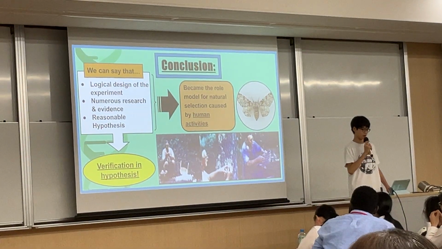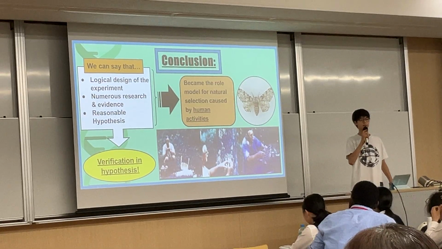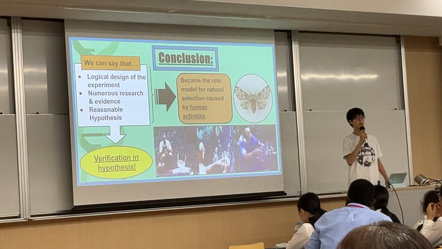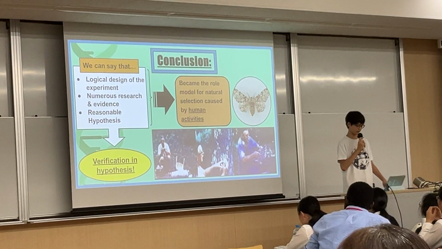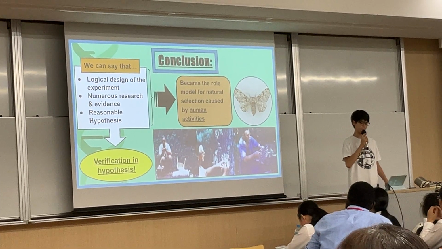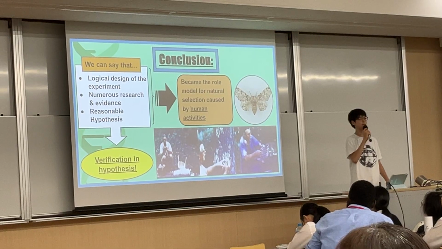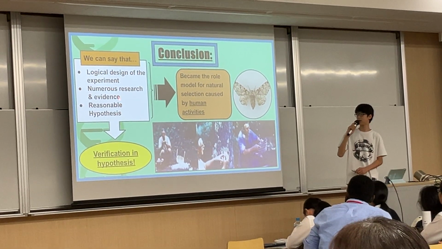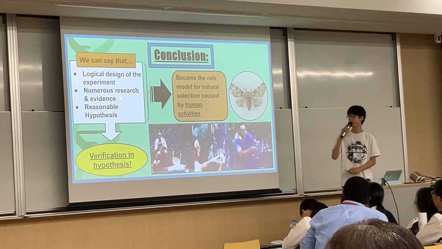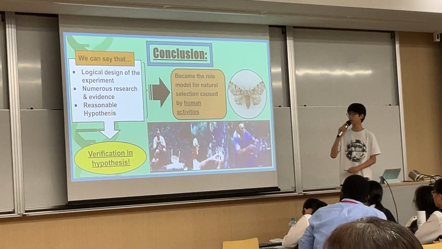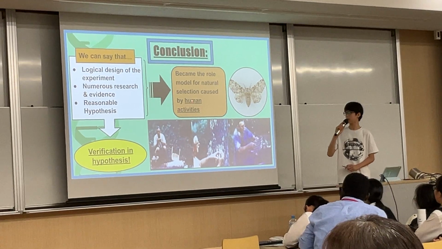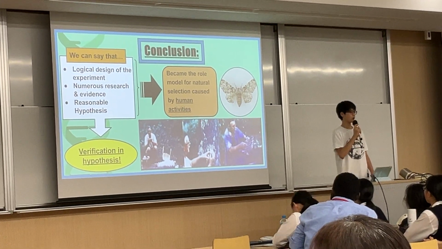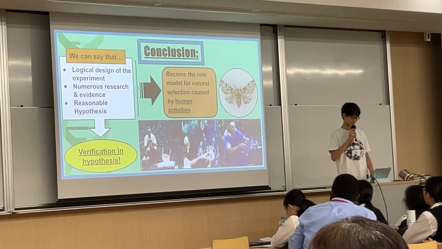In conclusion, the pepper moth experiment was supported by enormous amounts of evidence, and was logically proven step by step, becoming one of the most successful experiments in the field of biology. We can say that the logical design of the experiment, numerous research and evidence, and a reasonable hypothesis led to the reason why this experiment became the role model for natural selection caused by human activities.